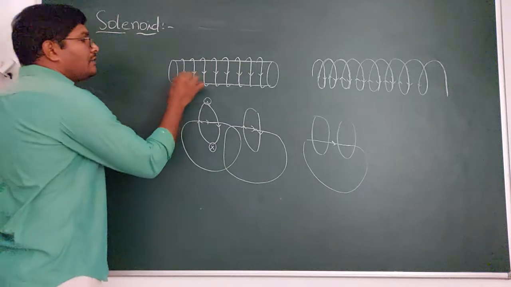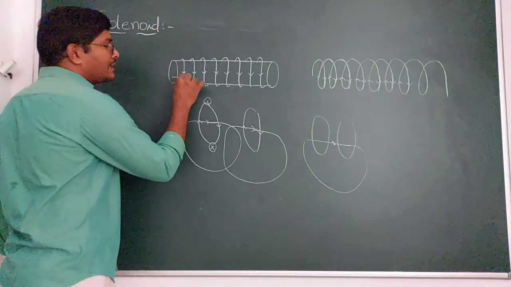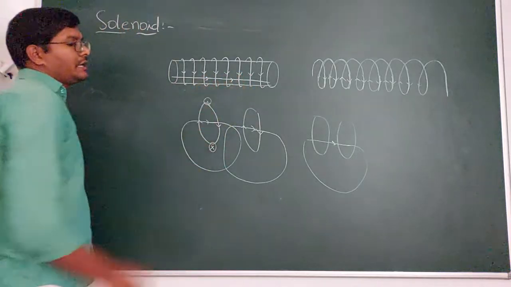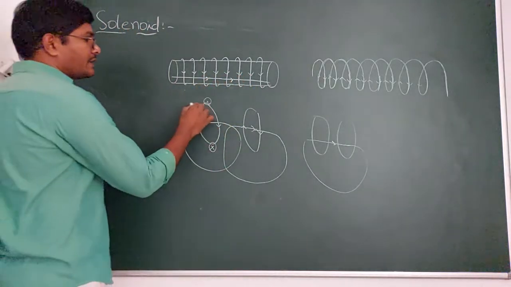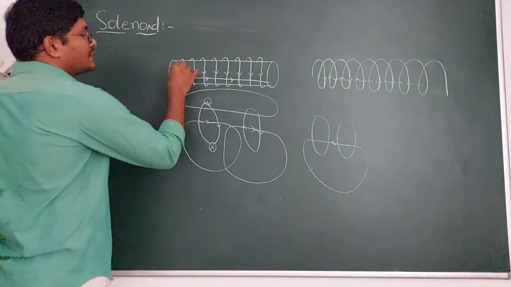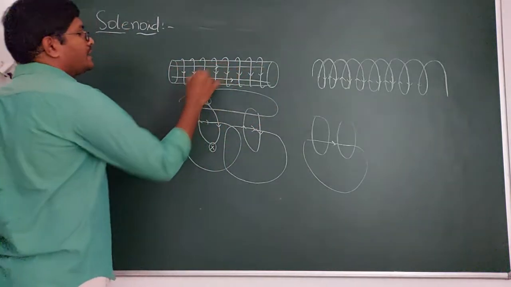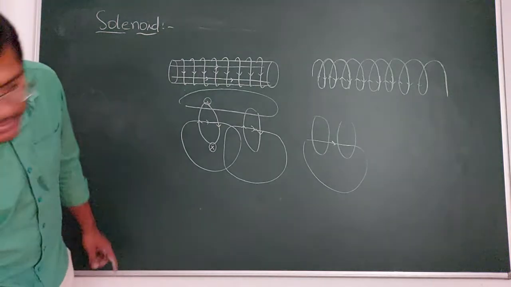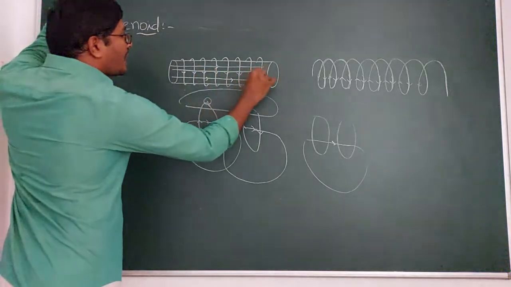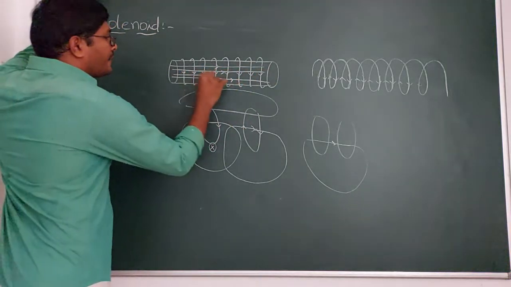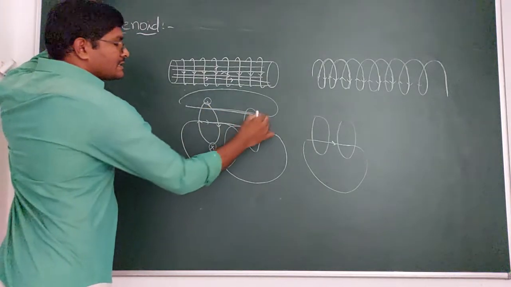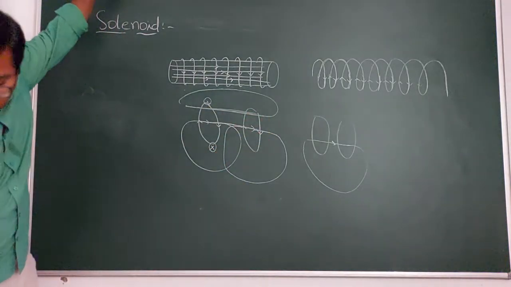So always it makes a straight line magnetic field. In the upward direction also it creates a straight line magnetic field. And because of so many circular coils, you will get so many parallel magnetic fields here. Magnetic field inside the coil is always parallel. Always it is parallel. Okay.